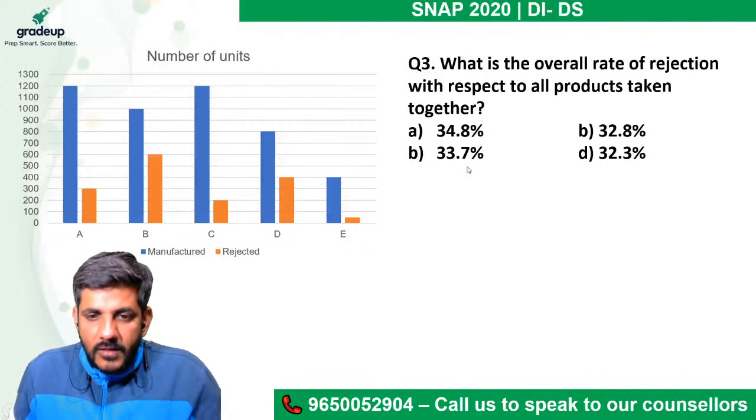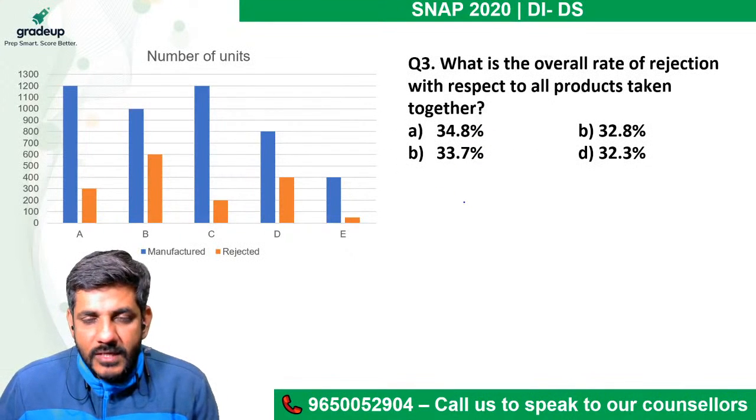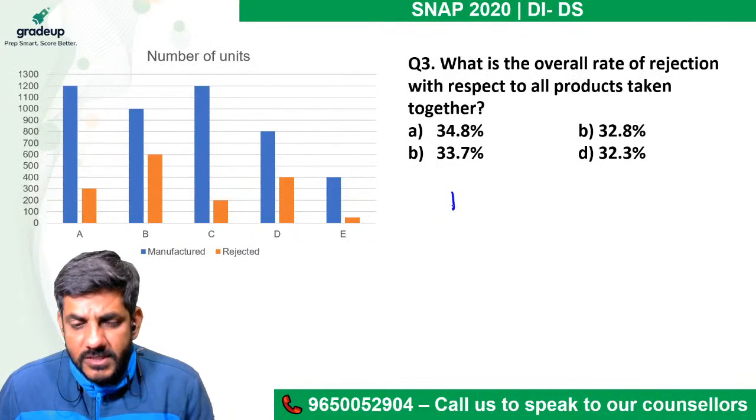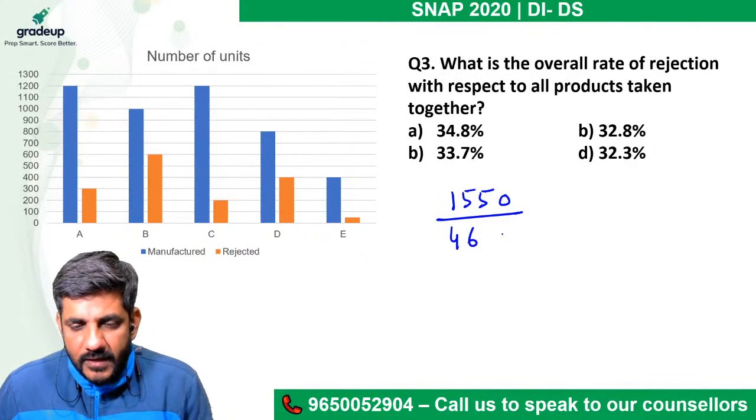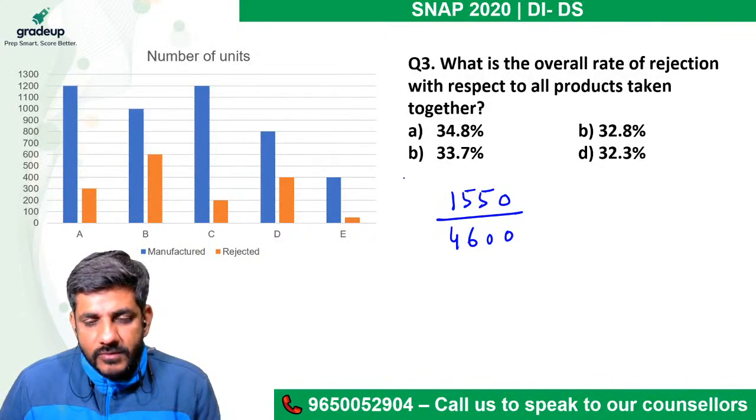Let's see. What is the overall rate of rejection with respect to all products taken together? So we just calculated on the previous page, I suppose. Total number of rejected pieces are 1550, whereas the total number of cases are 4600, I think, right? So this is the percentage that we have to calculate.